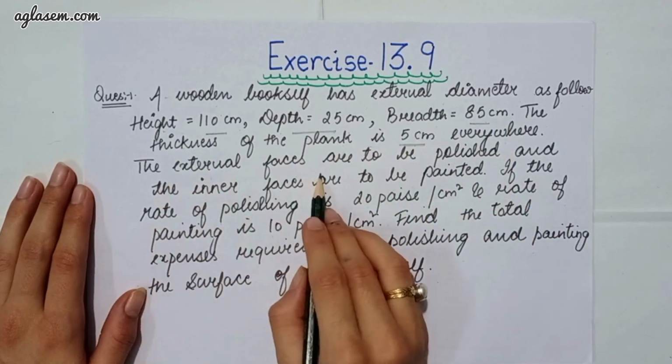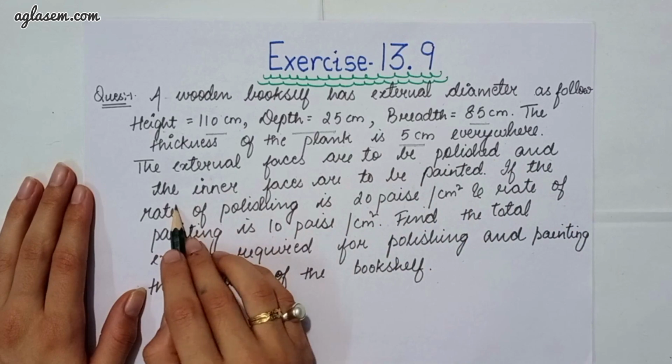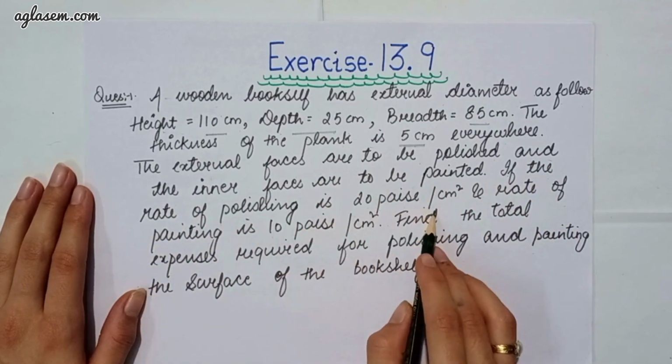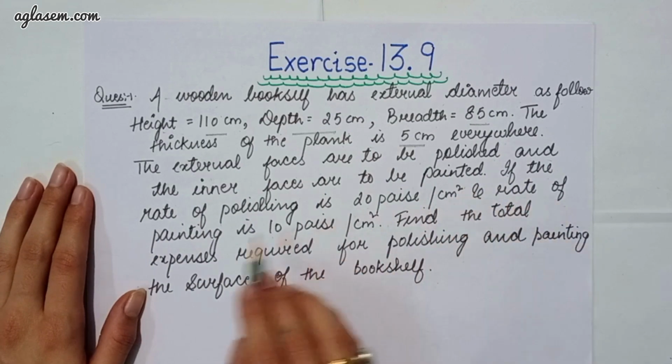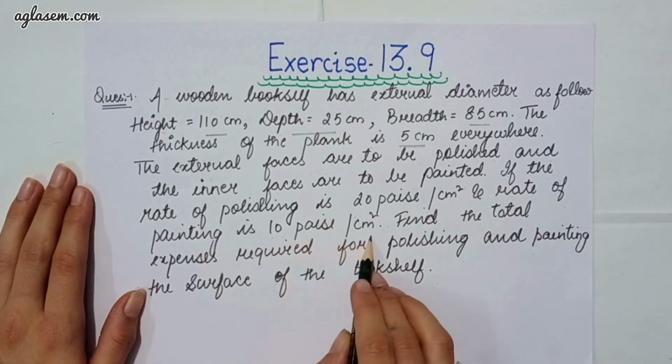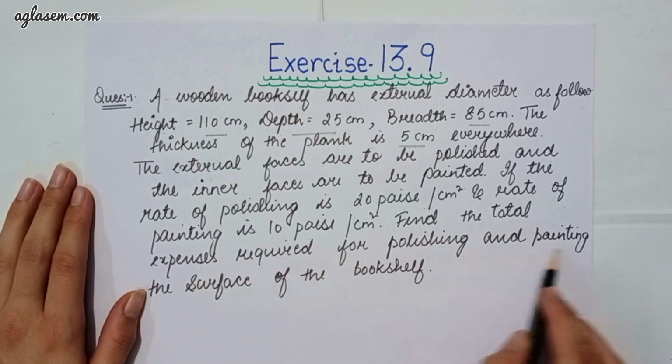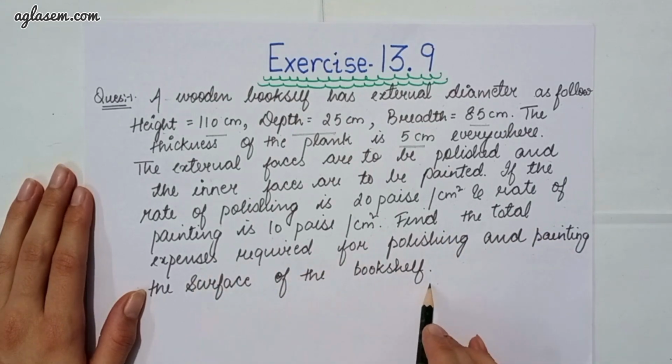The external faces are to be polished and the internal faces are to be painted. If the rate of polishing is 20 paisa per centimeter square and the rate of painting is 10 paisa per centimeter square, find the total expenses required for polishing and painting the surface of the bookshelf.